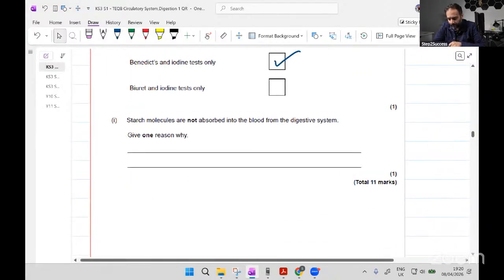And starch molecules are not absorbed into the blood from the digestive system. Why? Well, starch is too big.